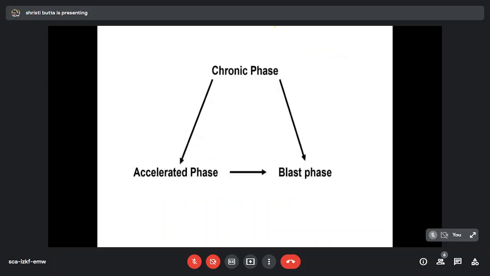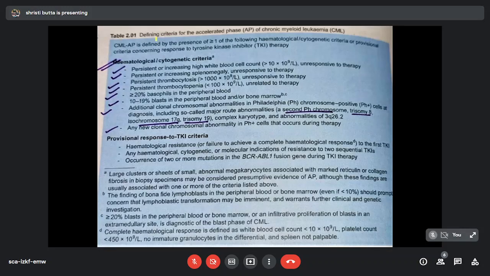So as discussed, this chronic phase can progress to the accelerated phase and subsequently to the blastic phase. Or it can also progress from the chronic phase directly to the blastic phase. What about the accelerated phase? Now, the CML-AP has been defined by the presence of one or more of the hematologic or cytologic criteria. So what is the criteria there?